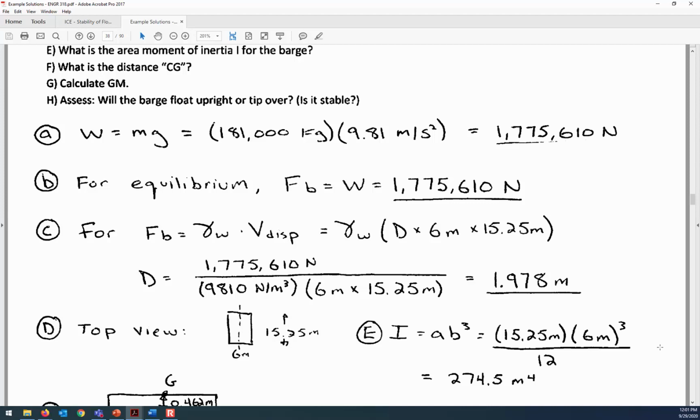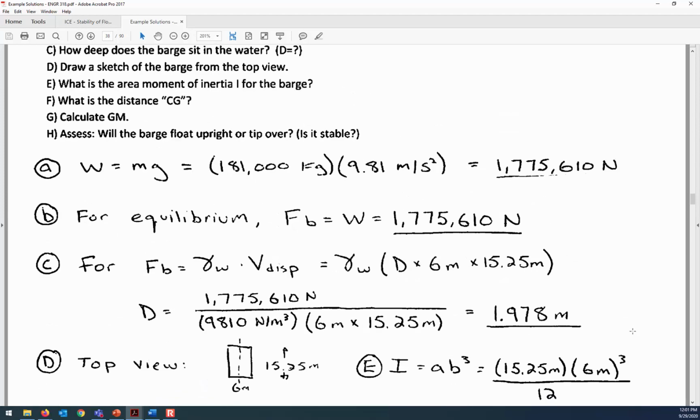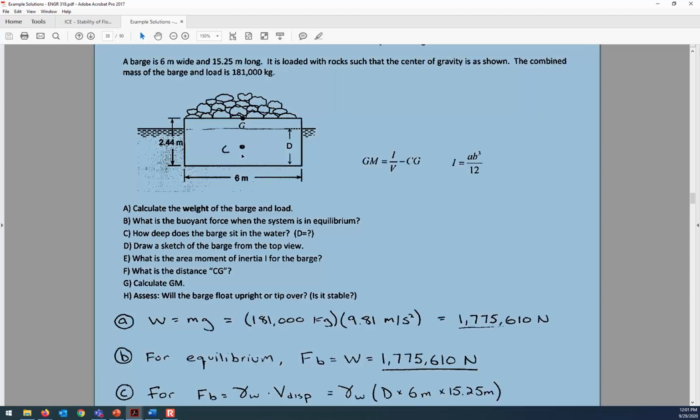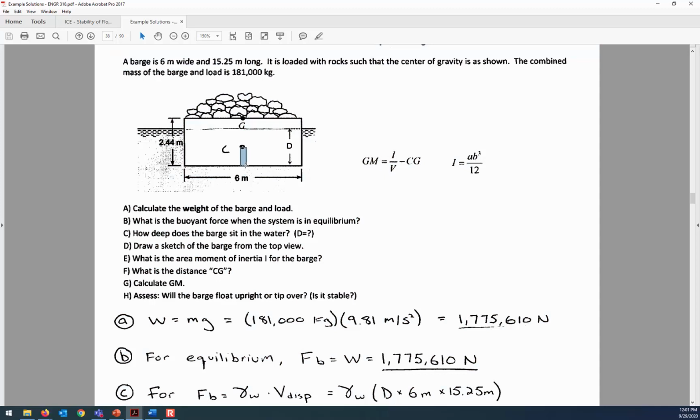All right, then let's now look at calculating the distance CG. Now this goes back to the first thing. We want to know CG. Well, I just calculated D, and the hint I gave over in the chat box is that the distance from C to the bottom is 1/2 of D, right? So then 2.44 minus this distance will give you the length from C to G. So we have D, the depth of submergence, half of that, and then subtract that amount from 2.44.